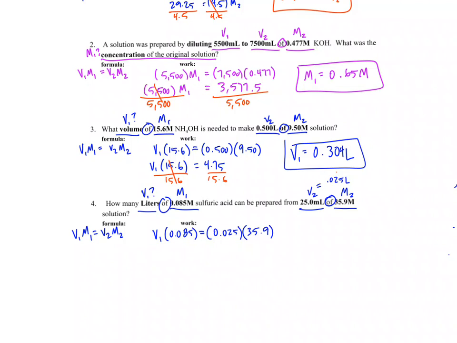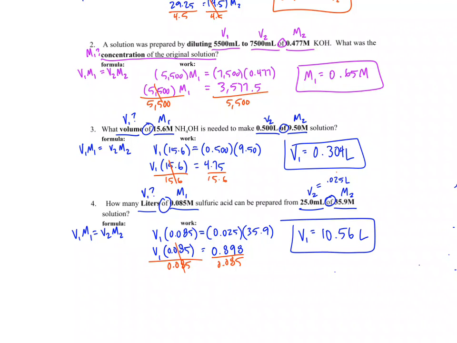All right, so we're going to start by combining like terms. On the right side, I've got 0.025 times 35.9. That gives me 0.898 if we round up. And on the left, I've still got V1 times 0.085. So I want to divide 0.085 to the other side. These cancel out, and I'm left with V1 all by itself. So 0.898 divided by 0.085 gives me 10.56, and we converted our volume to liters. Therefore, 10.56 or 10.6 if you round to the nearest tenth is your answer.